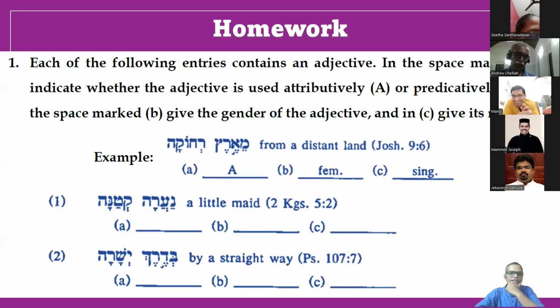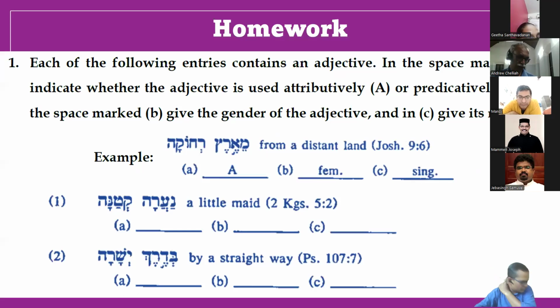We have learned that adjectives have attributive function and predicative function. I hope you remember what we have learned. In attributive function, the adjective appears next to the noun and agrees with the gender, number, and definiteness. In predicative usage, it appears before the noun. It agrees with the gender and number, but not with the definiteness. So friends, please go through the notes.